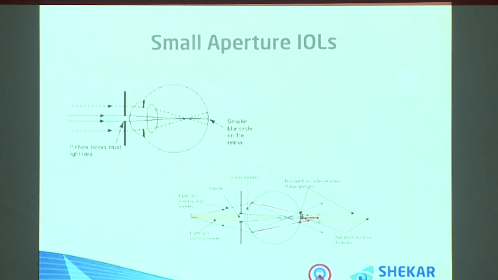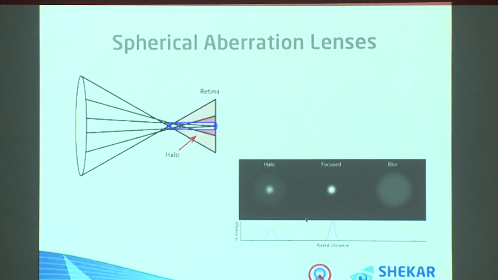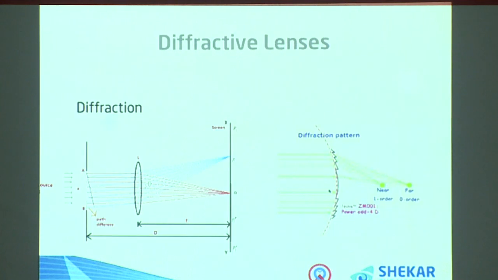In small aperture IOLs, you just reduce the aperture and it will work. In spherical aberration IOLs, the peripheral light rays bend more than the central ones, and hence it acts like a lens with different focal lengths, and it can bring in a focus. But there will be challenges of halos and blur there. Then comes the diffractive set of lenses. These are one of the common ones which are used. Here you have these step-like things.